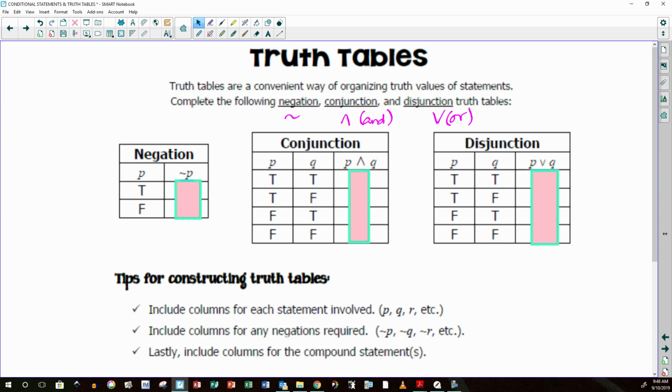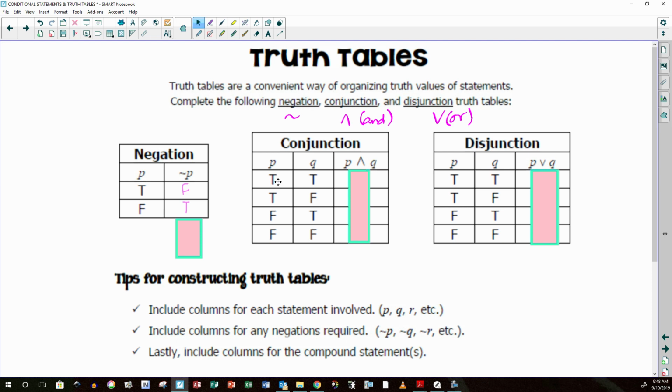Or you could say, I'm going to go hang out with my friends and I'm going to do my homework. So what that looks like is when you have all these, it kind of helps you find out if what you're saying is true or false. So for example, if P is true, then not P is false. If your hypothesis is false, then not P is true.